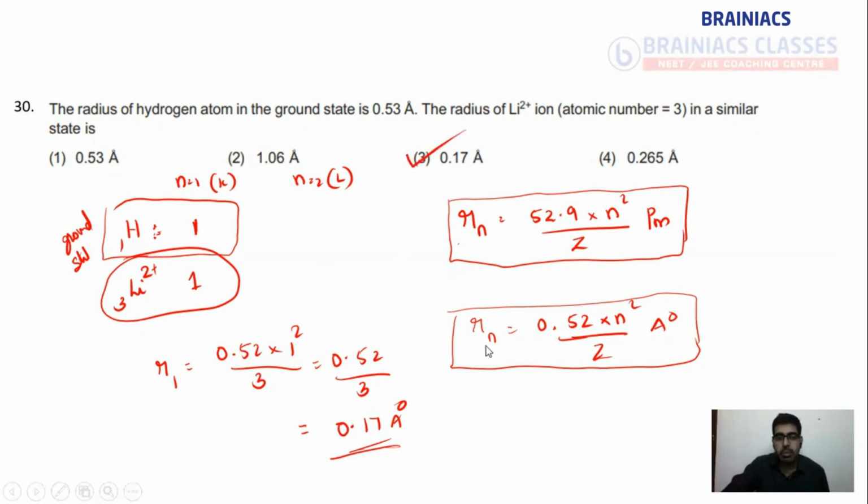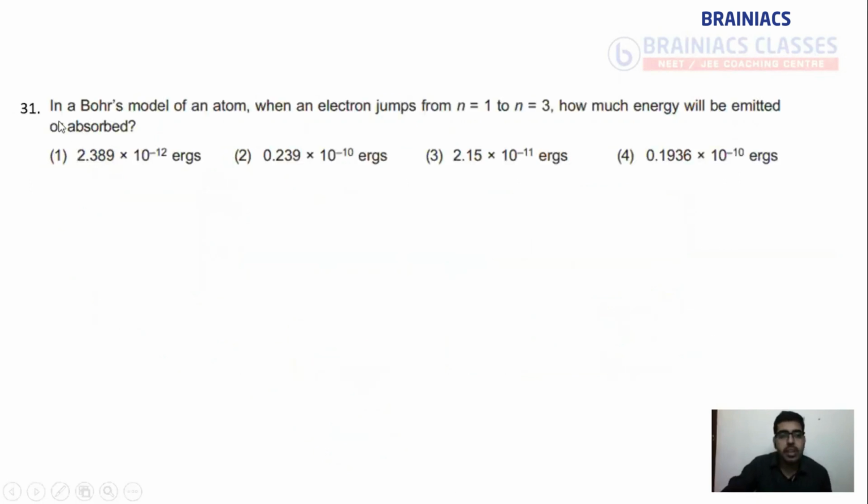I think it's clear. Moving on to the next question. In a Bohr model of an atom, when an electron jumps from n equal to 1 to n equal to 3, how much energy will be emitted or absorbed?